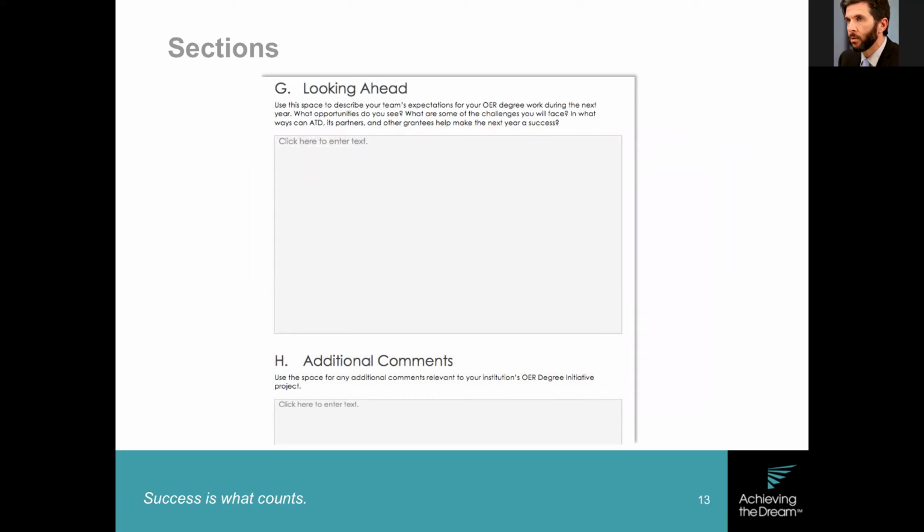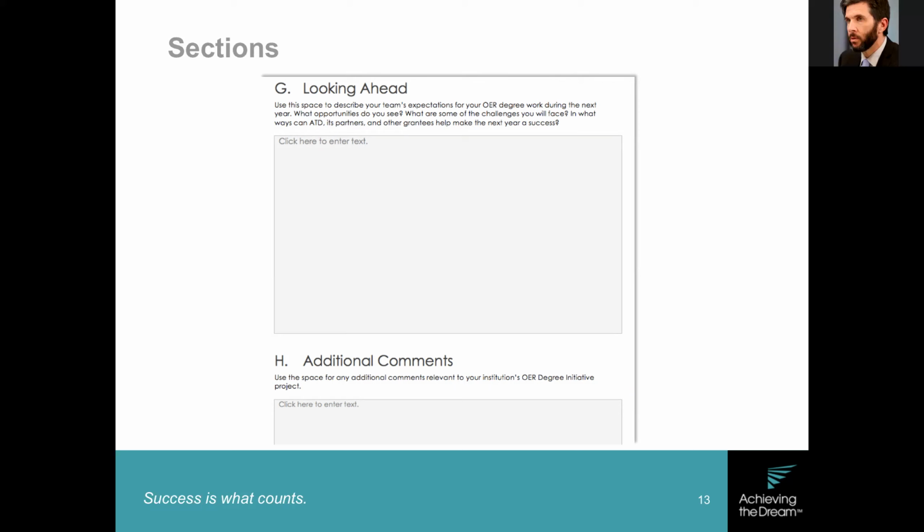So for the project narrative, there are 2 other sections. Section G is looking ahead: what are you looking to in the next year, or maybe even all the way to the end of the formal grant period? What is the expectation of your teams for this OER degree work? Are you hitting a stride, with a rhythm going, and now it's just a matter of cruising along? Are there upcoming opportunities you can take advantage of? What are the challenges, ongoing or new ones that have popped up? And is there a way that ATD or any of its partners or even other grantees can help make this next period a success for your institution?